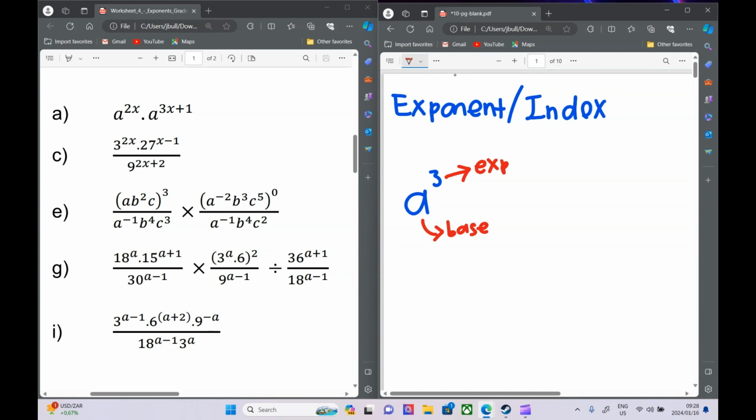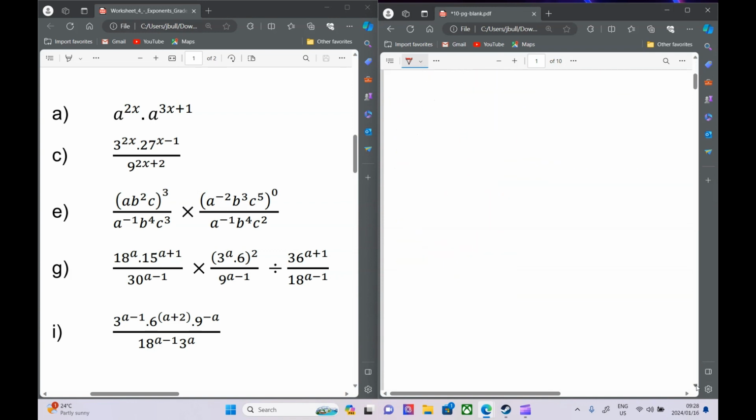We have 6 laws for exponents, so that is something that you would need to know. They always expect you to know these. We're going to use them. As I go through them today, I'm going to write them in red so you know these are the laws. So let's jump straight into it.